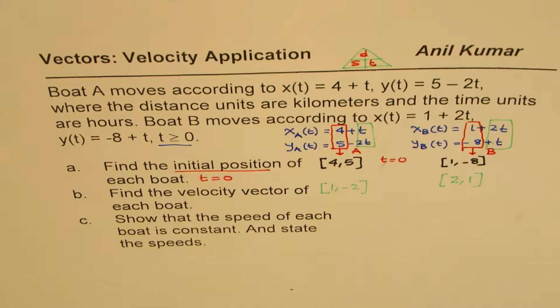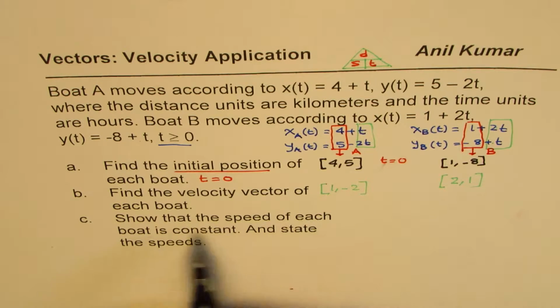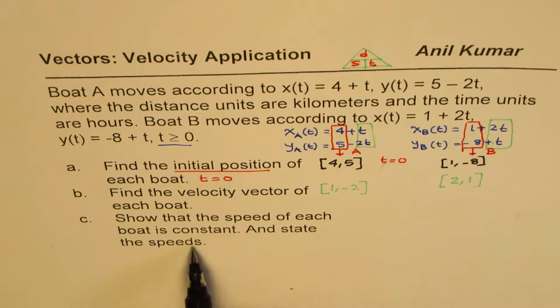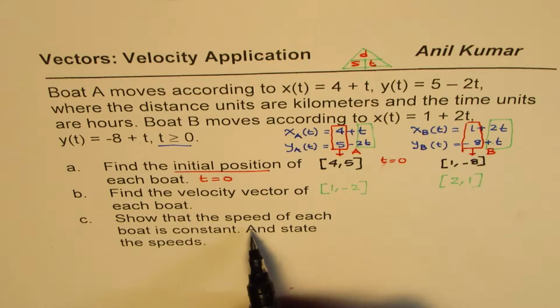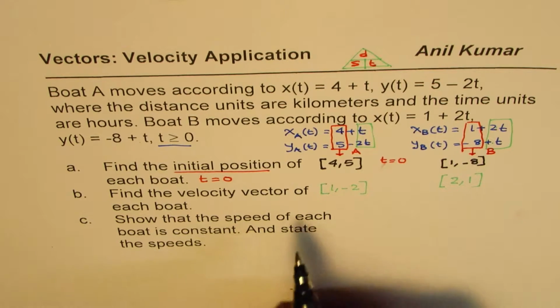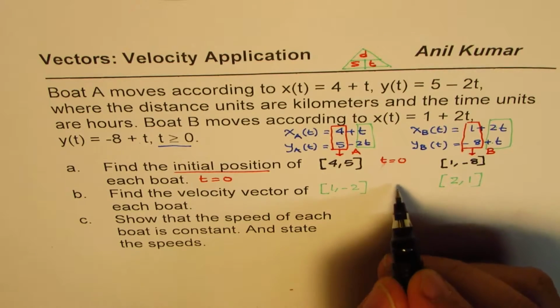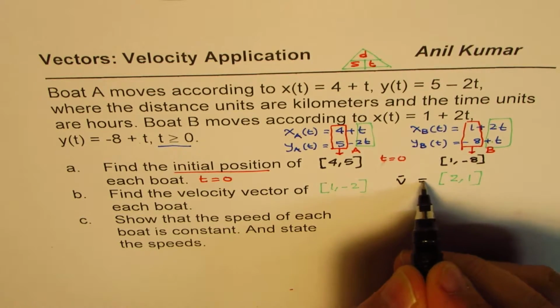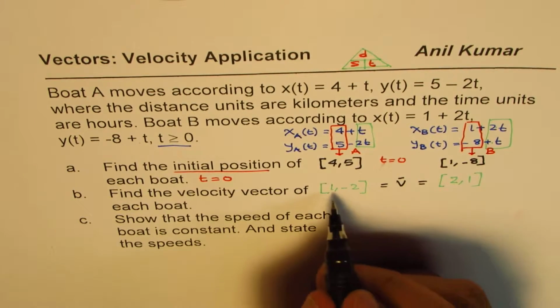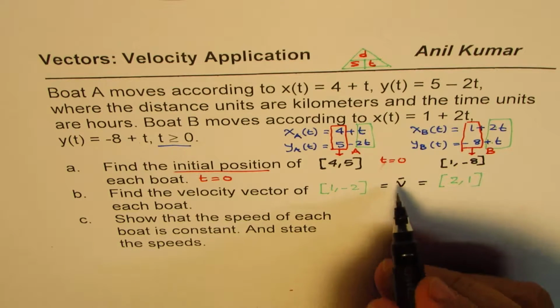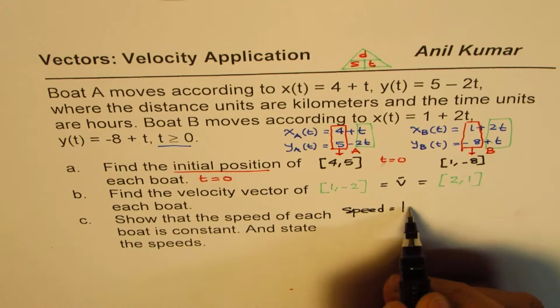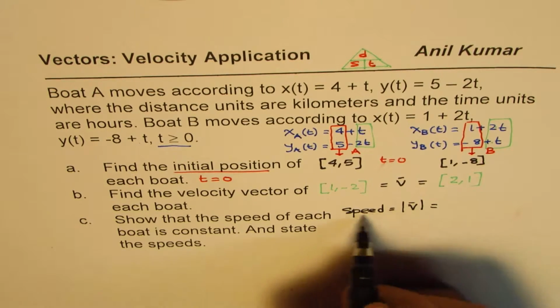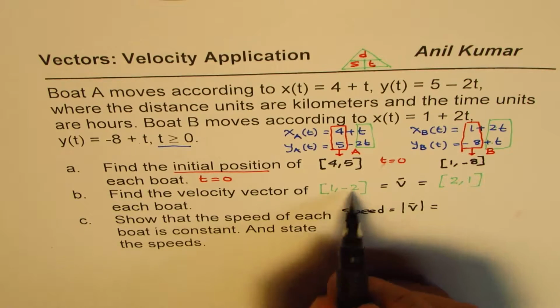Now, let's get back to the third part, which says, show that the speed of each boat is constant and state the speed. Okay, so let me first state the speed and then I'll also show how we can show it as constant. Now, this is the velocity vector for both A and B, okay? Now, speed is the magnitude of velocity, right? So that is what speed is. So we can find the magnitude for both.